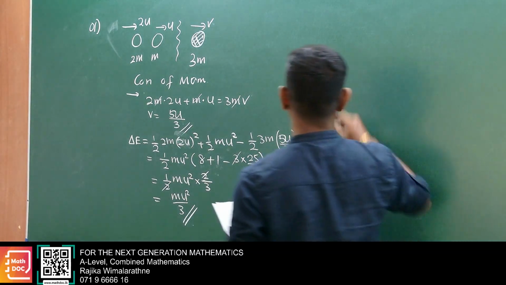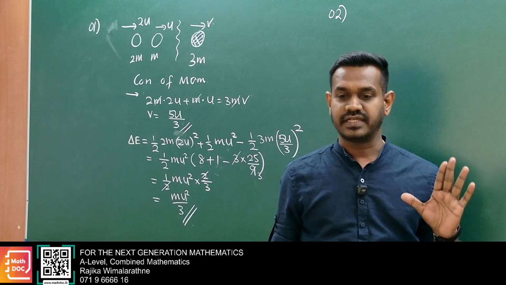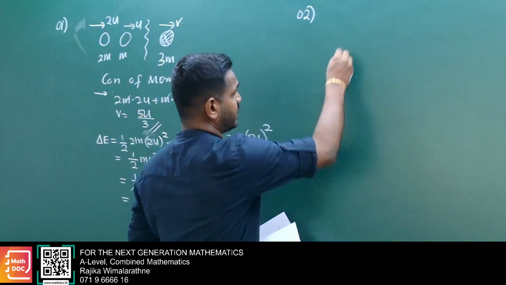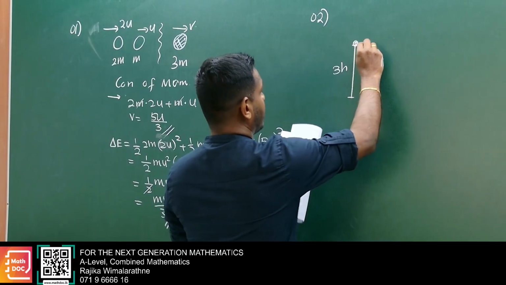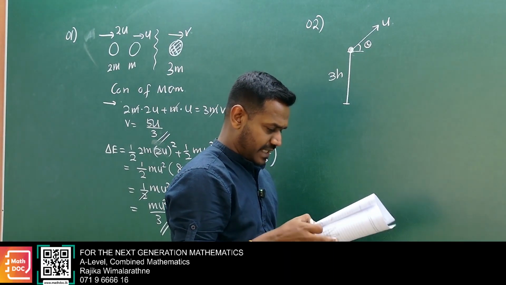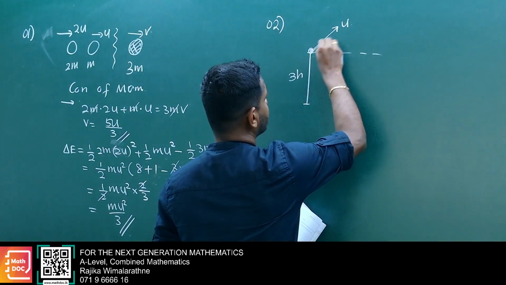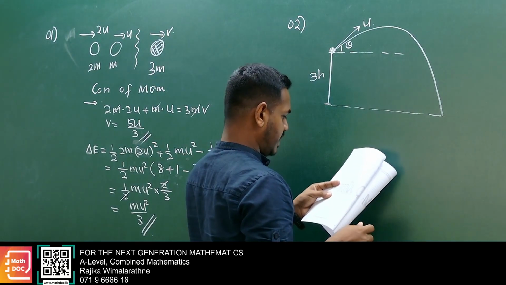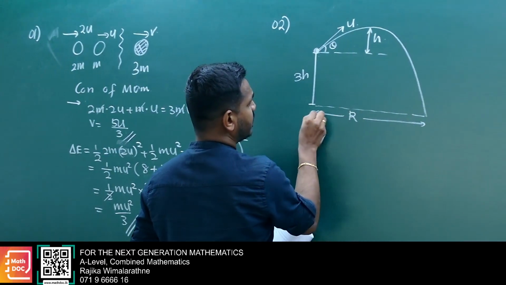Okay. Then question number 2. Projectile correction. A particle is projected from a point 3h above the ground. Here it is, 3h. The particle is projected at an angle theta to the horizontal with velocity u. If the maximum height of the particle from the initial position is h, it goes like this. Then we need to find r.